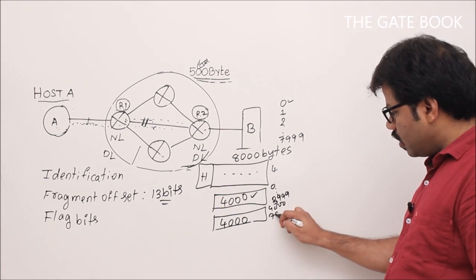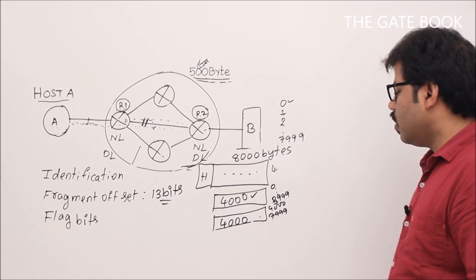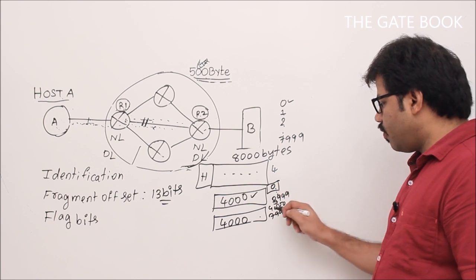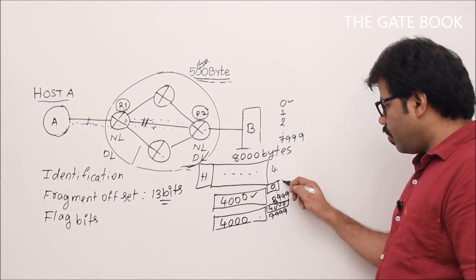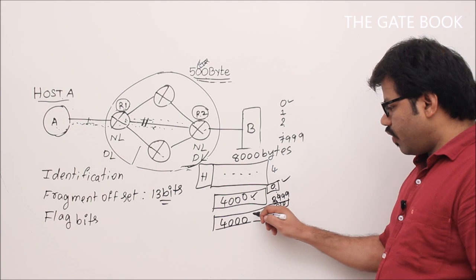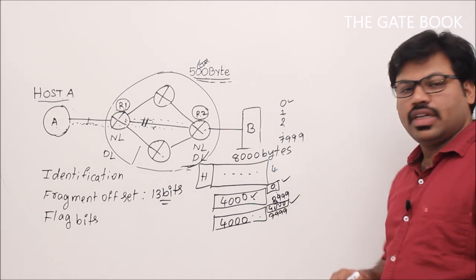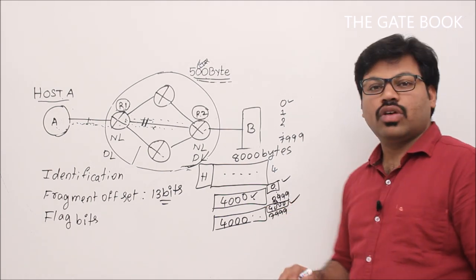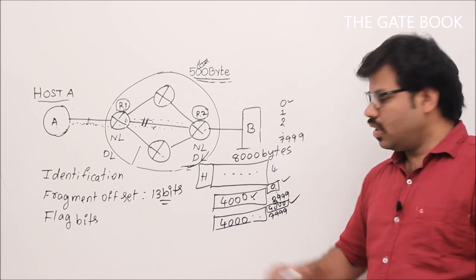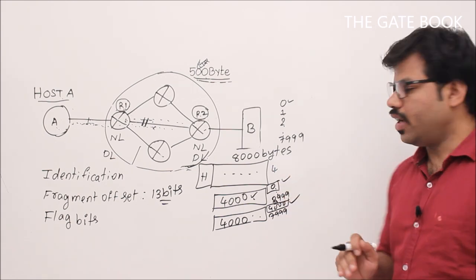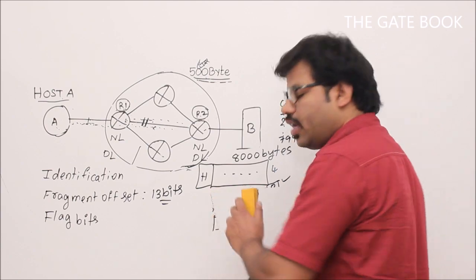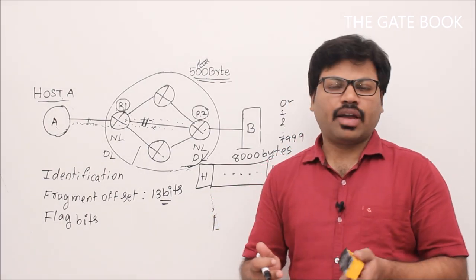4000 to 7999 are going to come here. So here, fragment offset is nothing but the first byte. The 0th byte is here, and the first byte of the second fragment has offset 4000. In that way, 0 and 4000 are going to represent the fragment offset. Okay, that is important. Using that only, your receiver can defragment properly.